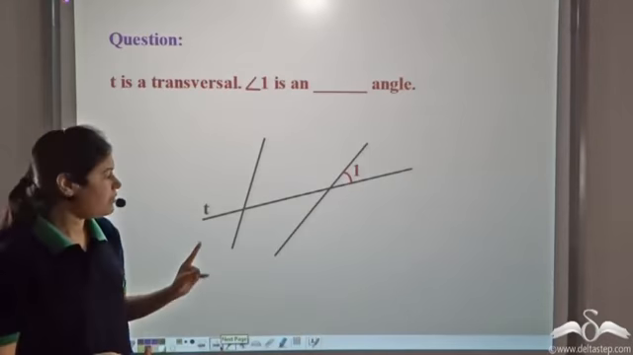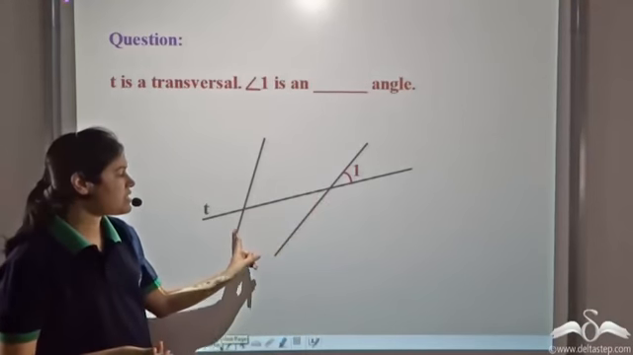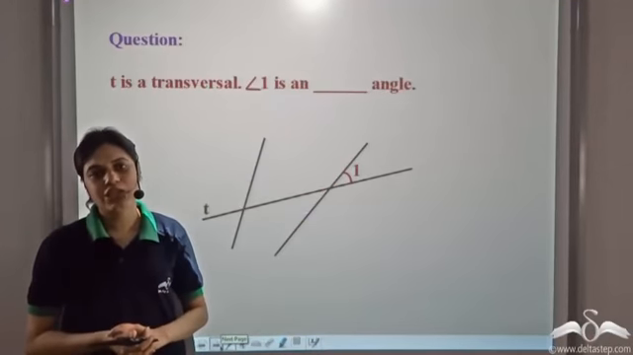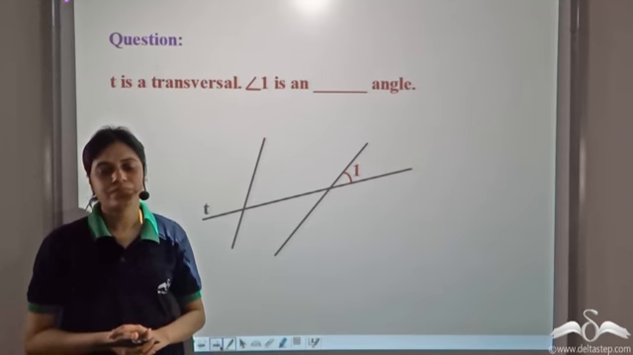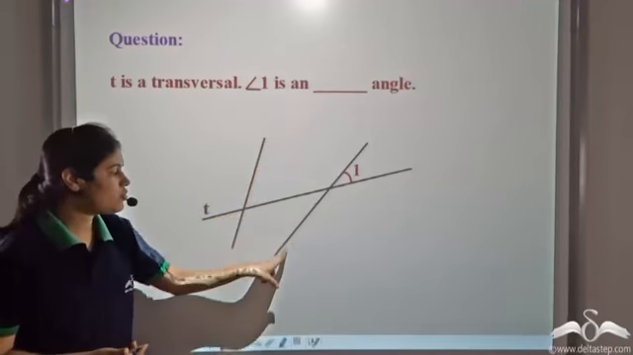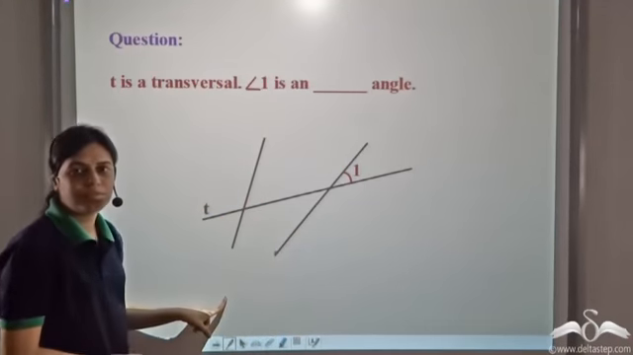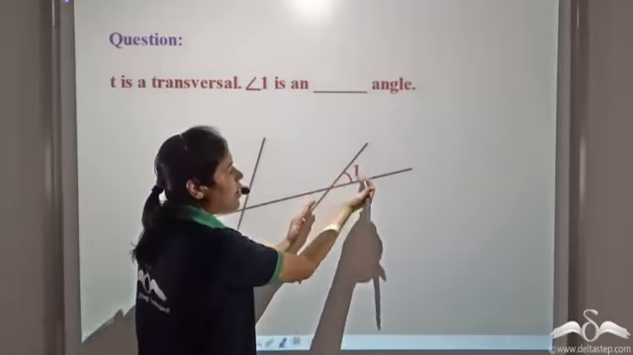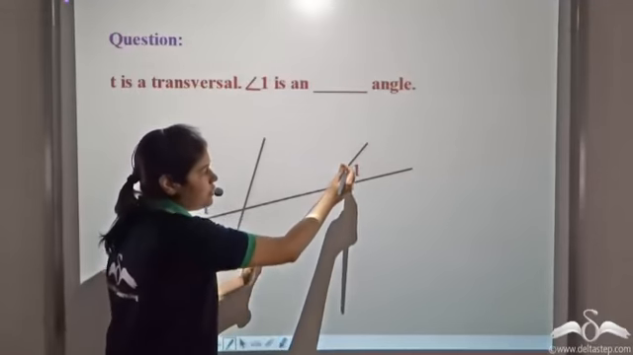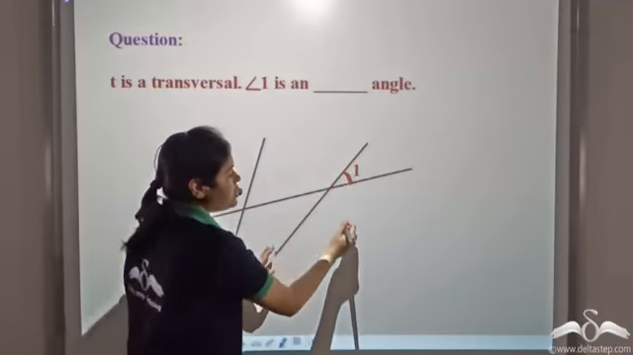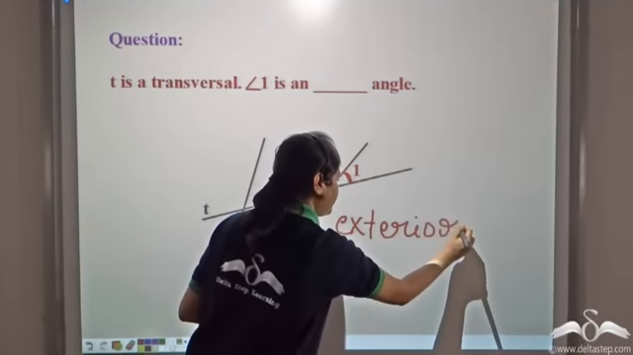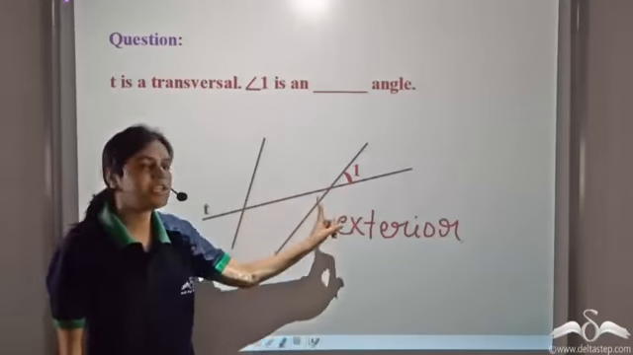So now can you say that if T is a transversal intersecting these two lines, whether angle 1 is an interior or an exterior angle? Well, T is the transversal intersecting these two lines, this line and this line. One lies outside the two lines, one lies outside this line. So one is an exterior angle. Angle 1 is an exterior angle.